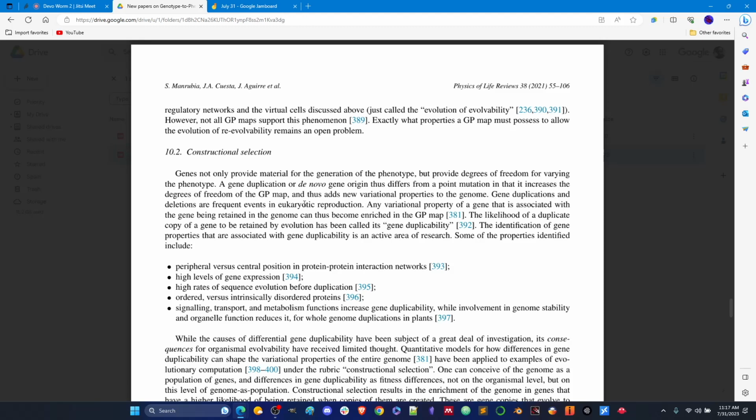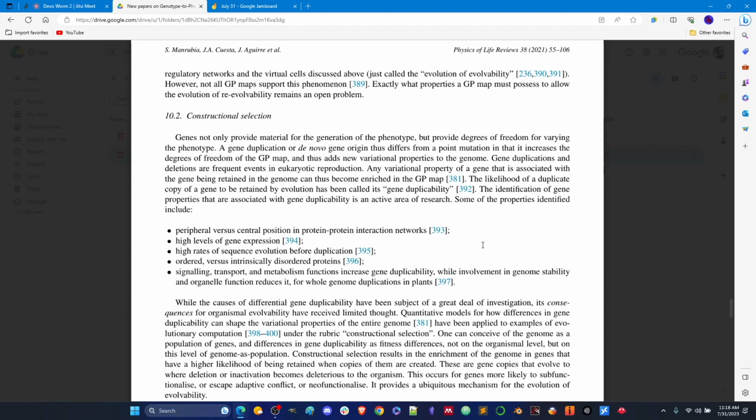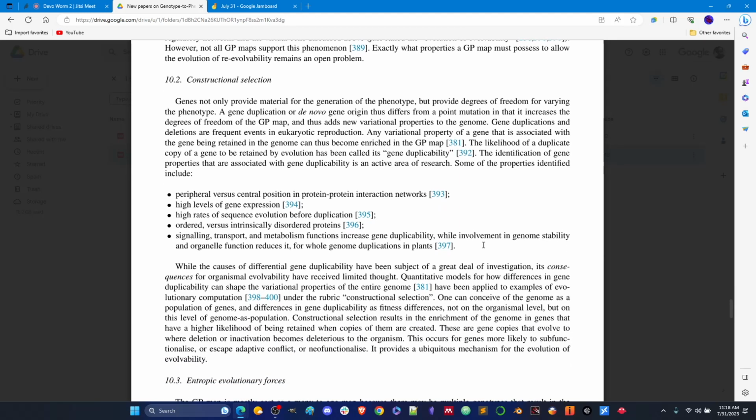This is something that we see a lot in eukaryotic reproduction, where we get gene duplications and deletions. Any variational properties of a gene that is associated with the gene being retained in the genome can thus become enriched in the GP map. So if genes are retained, it can become a larger component of the GP mapping. It becomes more important to the phenotype. This is an interesting area of research. I think we can do it with simulations, but also with very simple model organisms as well.